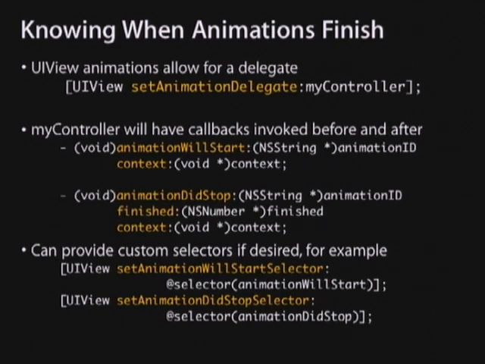And then you implement 2 functions. Animation will start with the context, and animation did stop with finished, and the context. Finished is a Boolean that'll tell you if it got canceled or if it succeeded. And the context is what you get passed in when you began the animation. And then you tell the view the selector you want to be called, for starting and stopping. So this is an easy way to be told when something starts and finishes.